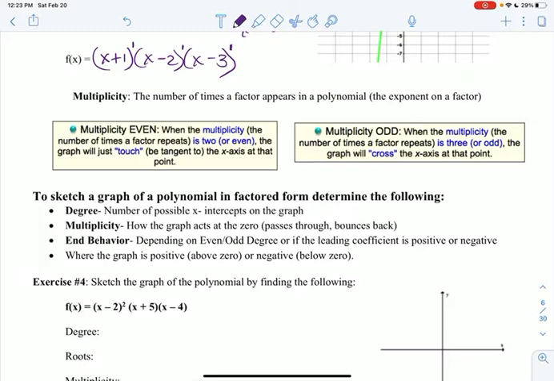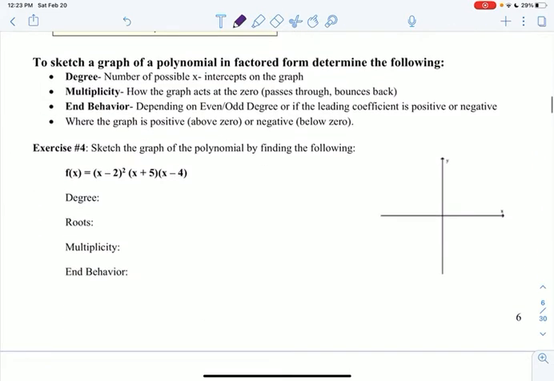All right, so this first one, exercise 4. Well, x minus 2 squared. Okay, so this is even. Even means it just touches. And these factors don't have an exponent, so I'm going to put ones in there just so you can see. So these are odd. If it's odd, it crosses. If it's even, it just touches and bounces. So what's my degree? 2 plus 1 plus 1, this is fourth degree.